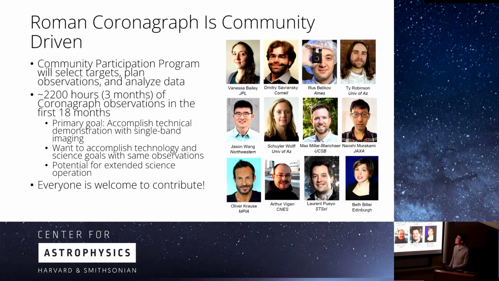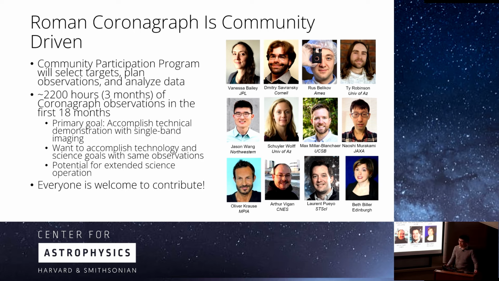So this is all done now in a very community-driven fashion. Because it's a technology demonstration, there's not a big full-time staff supporting the coronagraph. A lot of what we're going to be doing is going to be done from this community team that was solicited last year. It comprises folks from various US universities and other institutions, plus our partners in Japan, MPIA, France, and ESA that have also contributed various parts to the Roman coronagraph. So this team of folks, we're going to be basically selecting targets, planning our observations, and analyzing the data.